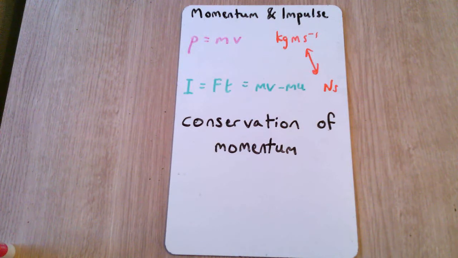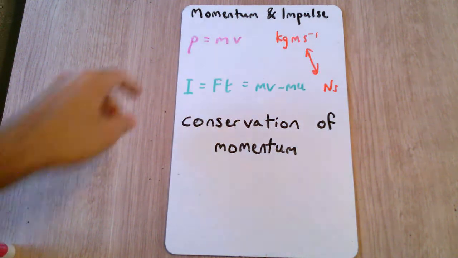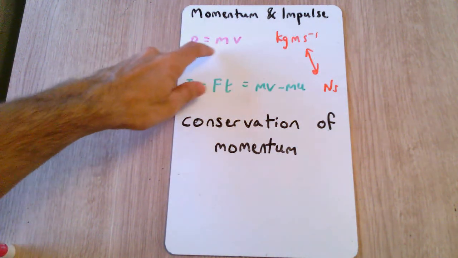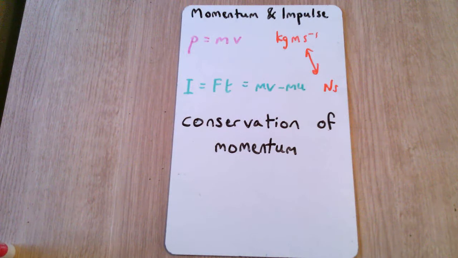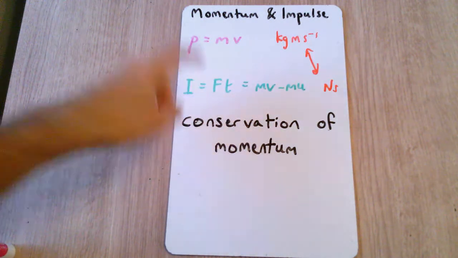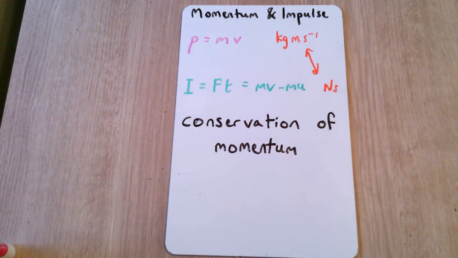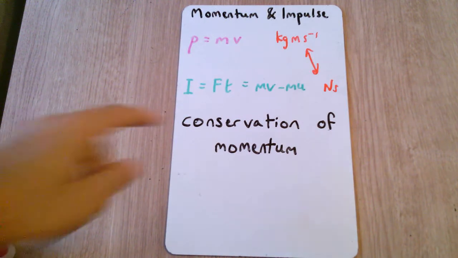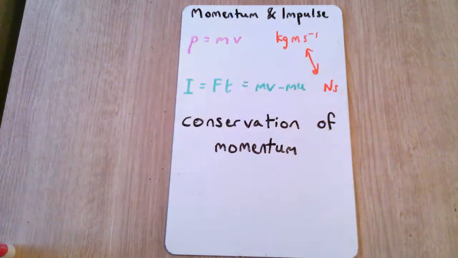We're looking today at the conservation of momentum, but we're going to be building on what we learned in the previous video: that momentum, P, is equal to the mass multiplied by the velocity of an object, and the impulse is the force times the time that acts upon an object, which causes that change in momentum, the mv minus mu, i.e. causing a change in velocity on the object itself.